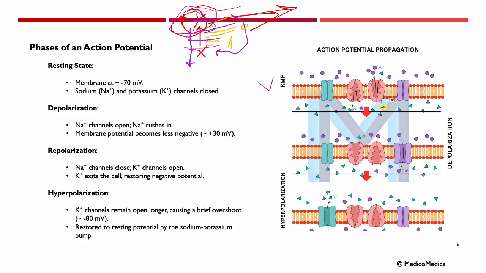Now, let's ask the question, how does the action potential propagate along a neuron? Let's find out.